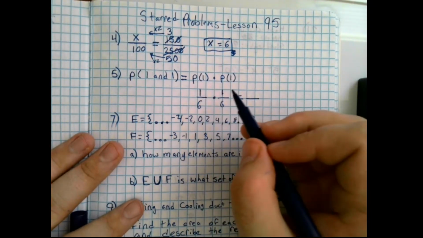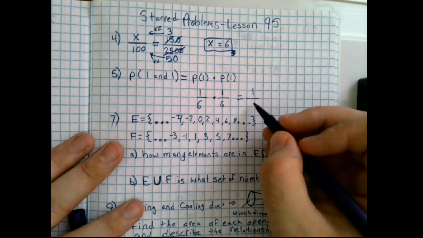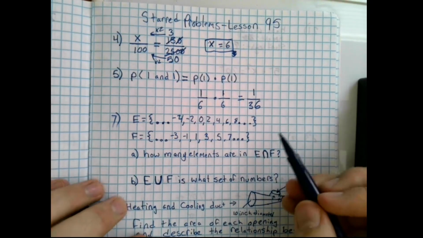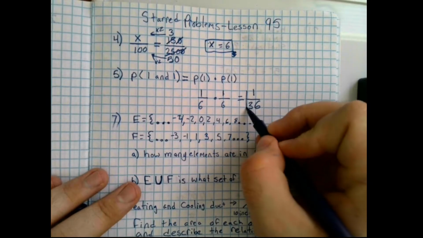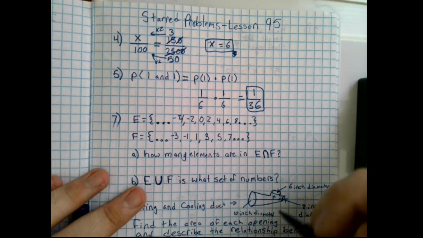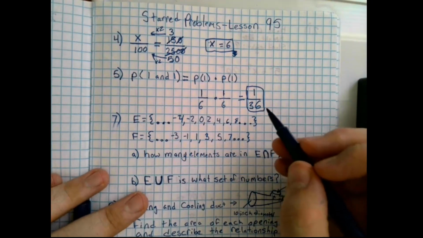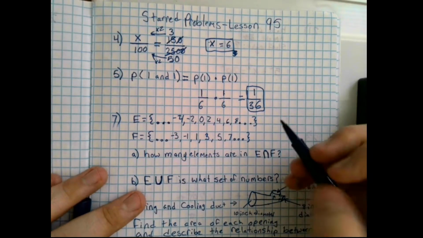We're going to multiply the top by the top. 1 times 1 is 1. The bottom by the bottom. 6 times 6 is 36. Now, that's done. That's the probability. If you want to know the probability of getting snake eyes, it's a 1 out of 36 chance. If you roll the dice 36 times, there's the likelihood that you'll only get 1 snake eyes.